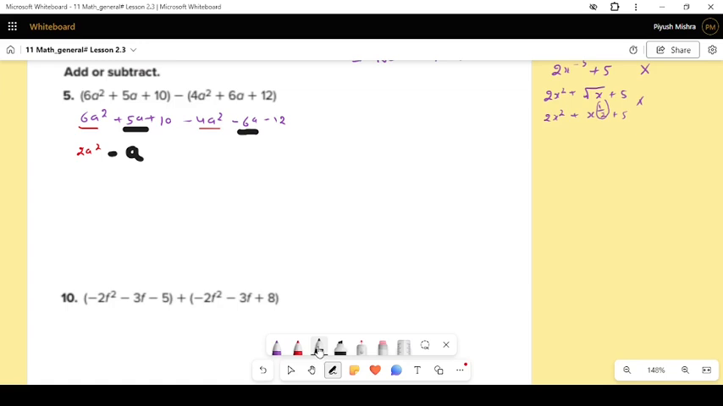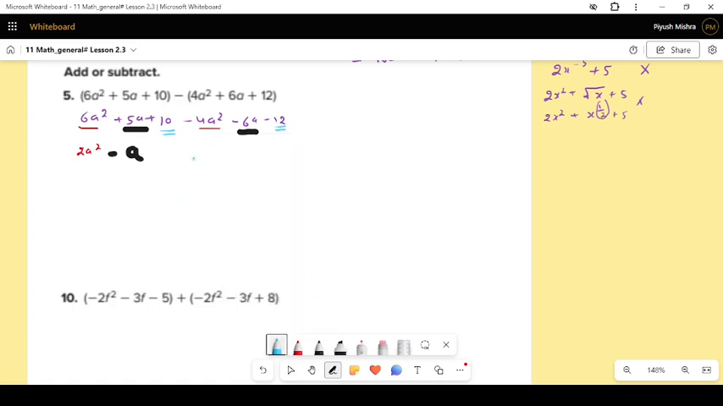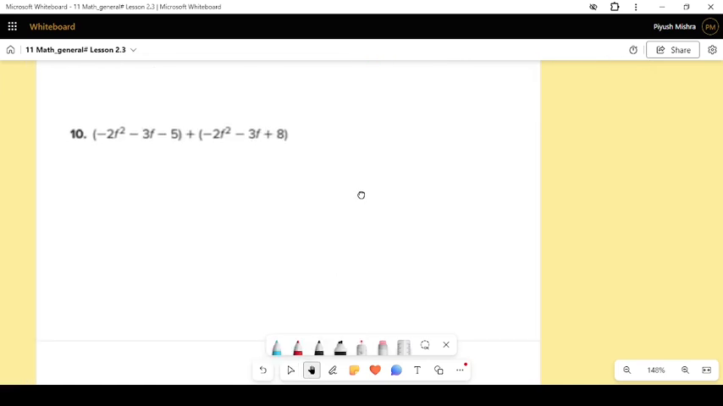Okay, again I am changing the color. So let us suppose I am changing the color with this one. Okay, now I will be talking about the constant. So plus 10 and minus 12, so it will give you minus 2. Okay, so this is your answer. What you have got at the last is 2a square. Your answer is 2a square minus a minus 2. I hope you have understood. This is the easy one. There is nothing extra to do. Same way I will be doing this one.